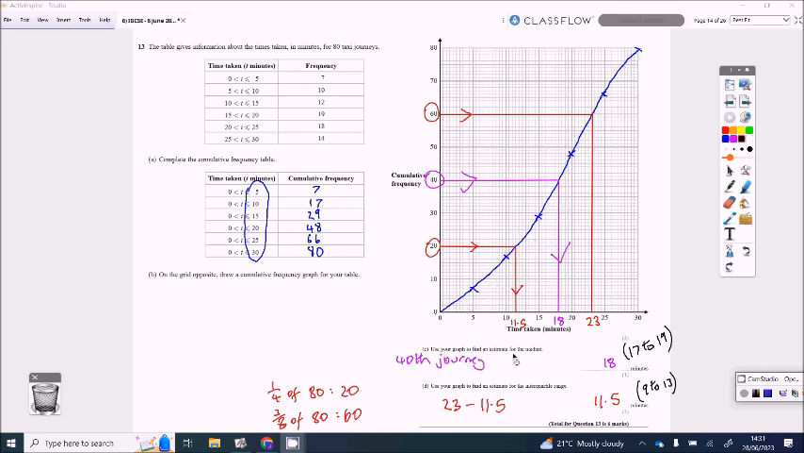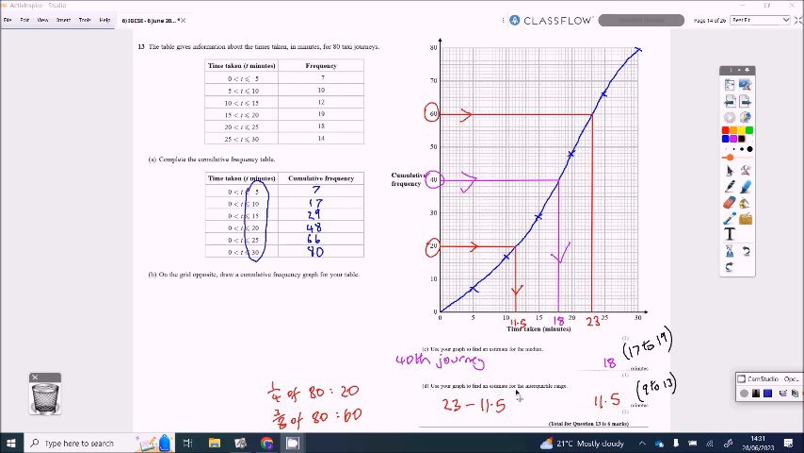Now part C, use your graph to find an estimate for the median. Now the median is the middle one. Half of 80 taxi journeys is 40. So here's our 40th taxi journey. So get your ruler out, draw a line across, hit your curve, go down and take a reading, and I got 18. Now there's a little bit of leeway with the marking. Anything between 17 to 19 would have given you the mark.